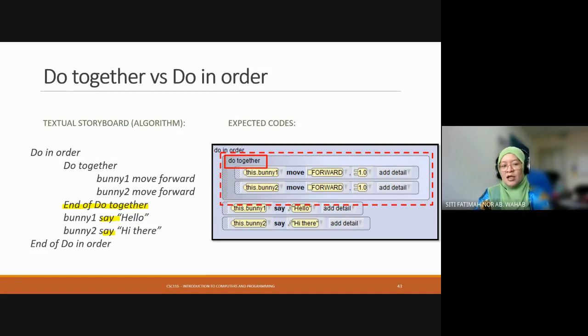Okay, good. So dekat sini kita tengok dia punya coding. Dalam Alice ni dia akan jadi macam ni. Okay, do in order sama je. So Alice ni lebih kurang je dengan apa yang kita punya textual storyboard tu.